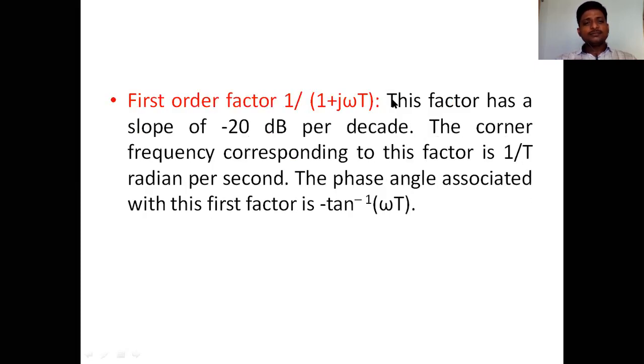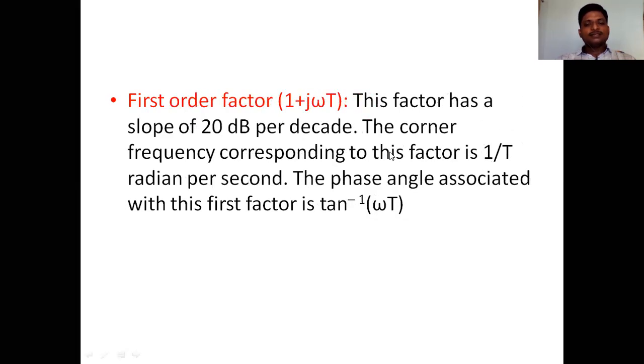Next, if it has a first order factor, meaning 1 by (1 plus j omega T), then the factor has a slope of minus 20 dB per decade. The phase of a function of this form is written as minus tan inverse of omega T. The corner frequency can be calculated from the coefficient of j omega, that is 1 by T.